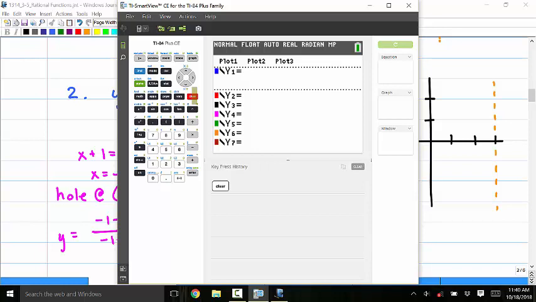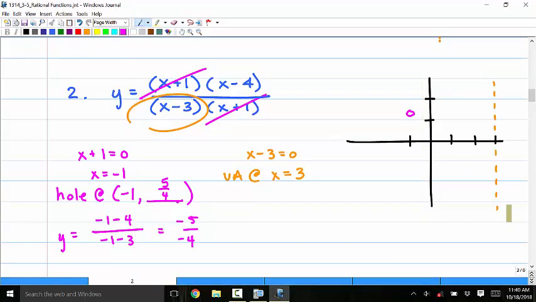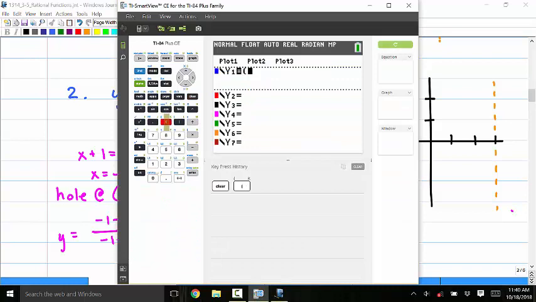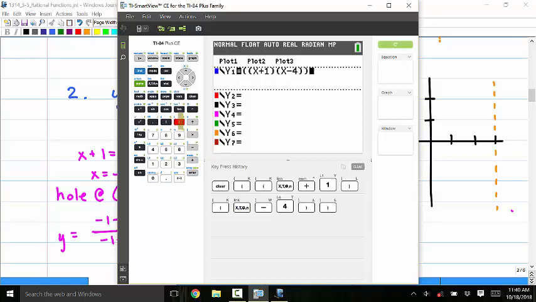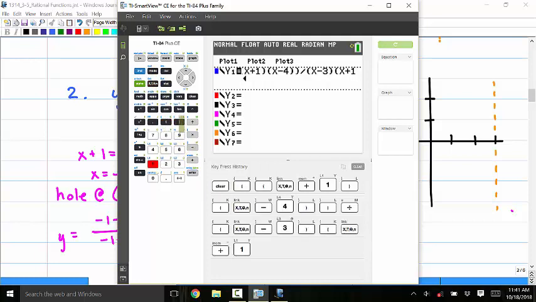I want to graph (x plus 1)(x minus 4) over (x minus 3)(x plus 1). When I'm putting that in, I need to say, here comes my numerator. Open your parenthesis. What is my numerator? x plus 1 times, what was it? x minus 4. Do you see how I put a double set of parentheses around all that? I have to have the parenthesis around the whole numerator. Now say divided by. I need parentheses around my entire denominator. And what was it? x minus 3 times x plus 1.